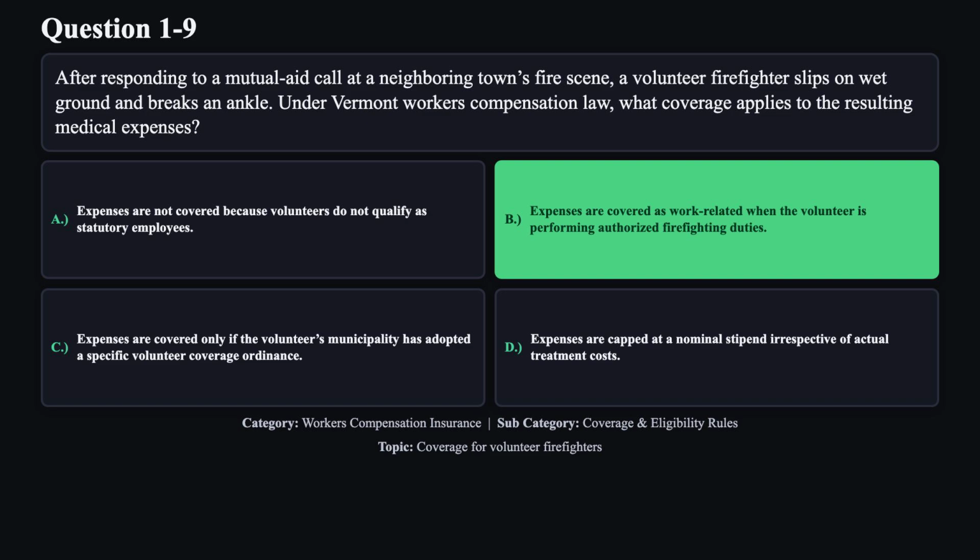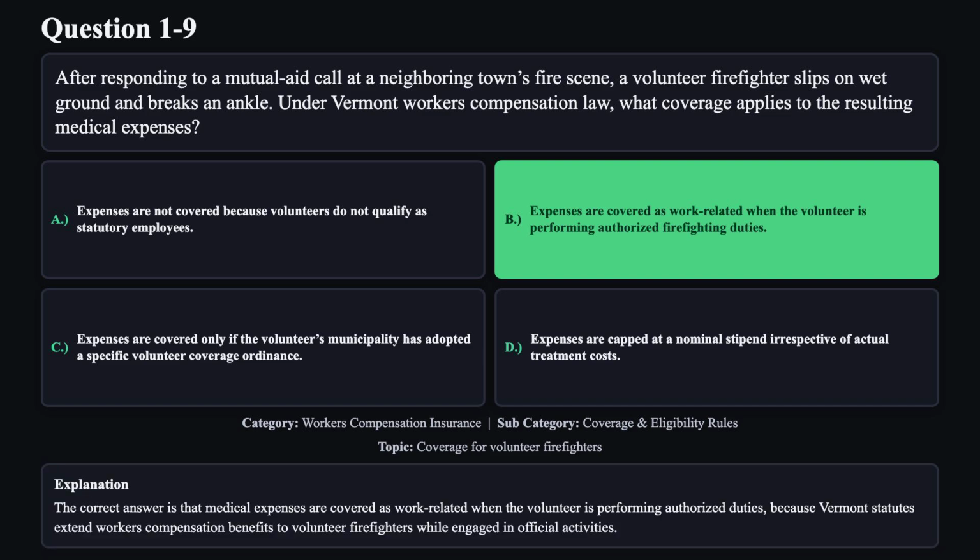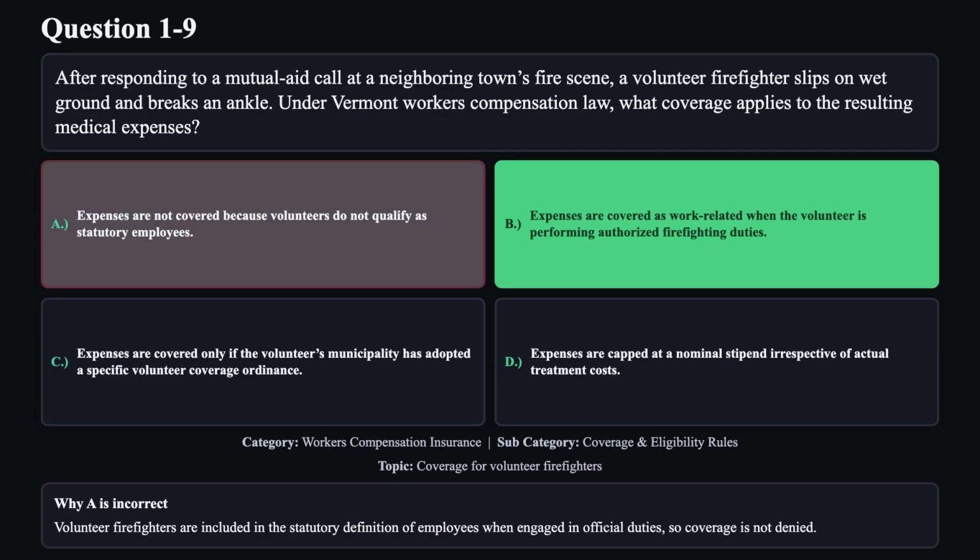The correct answer is B. The correct answer is that medical expenses are covered as work-related when the volunteer is performing authorized duties, because Vermont statutes extend workers' compensation benefits to volunteer firefighters while engaged in official activities. Reason A is not correct. Volunteer firefighters are included in the statutory definition of employees when engaged in official duties, so coverage is not denied.